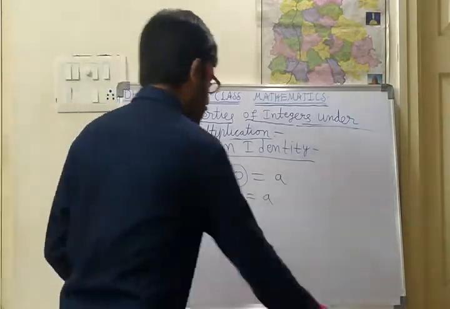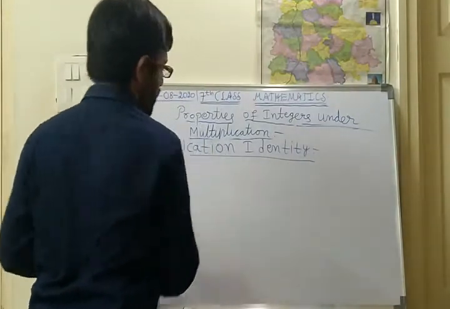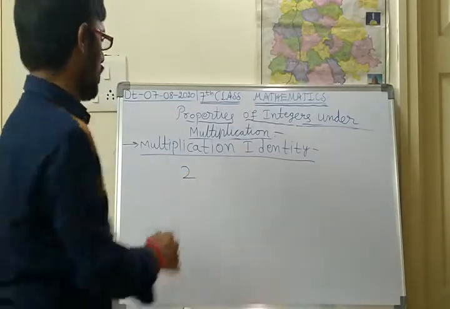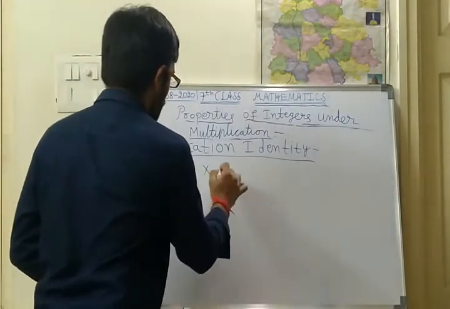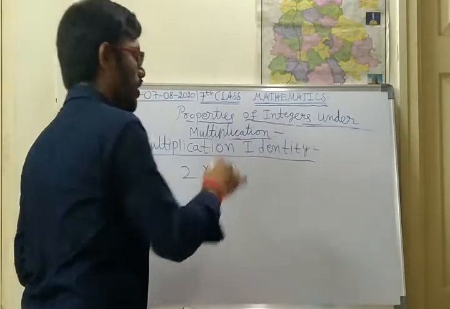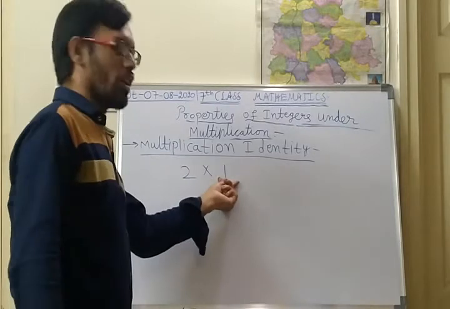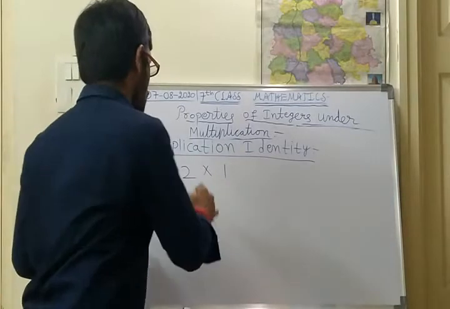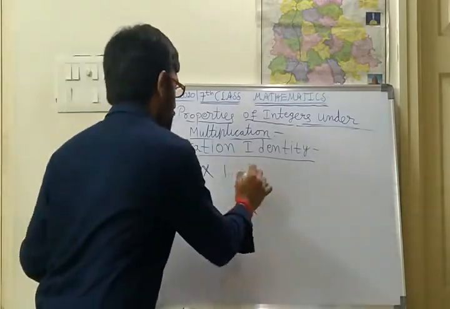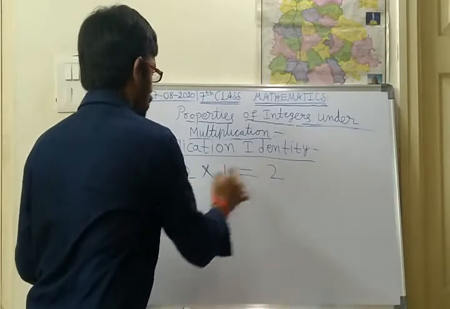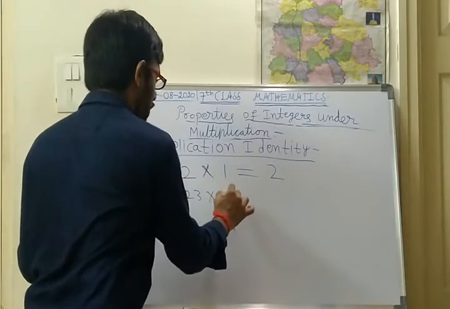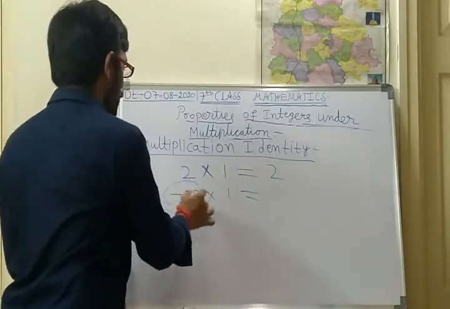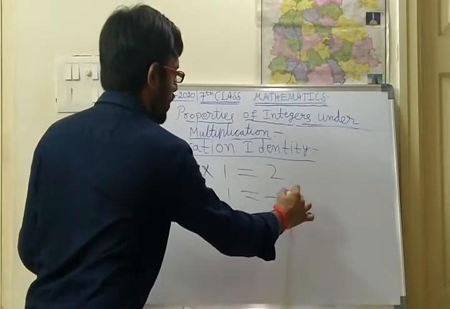Now what about multiplication identity? Multiplication identity means suppose we are taking any integer, 2. So 2 we should multiply with the identity 1. Whatever integer we are taking, that should be multiplied with 1. Suppose 2 into 1 is there. So 2 into 1 is 2. Next, minus 23 into 1. What is minus 23 into 1? 1 into something is something only. So whatever the number you are taking, that only will be the result.